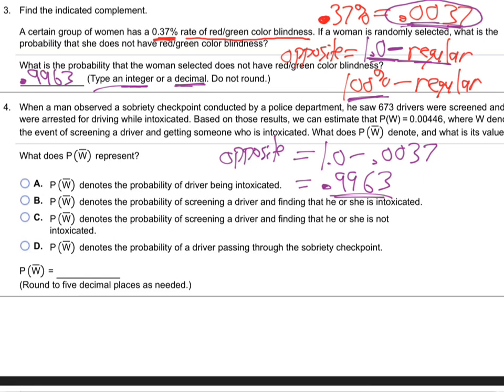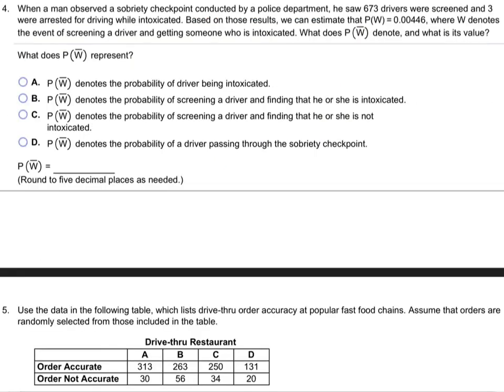All right, so watch out for that. That can mess you up. Opposite is always 1 minus or 100% minus. All right, let's go on to number 4.